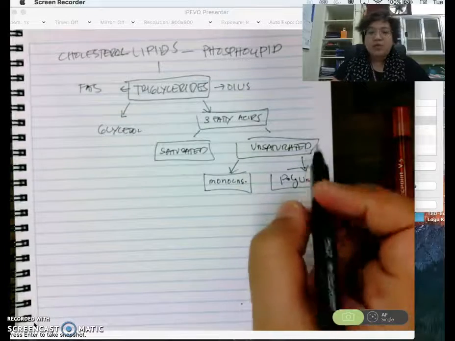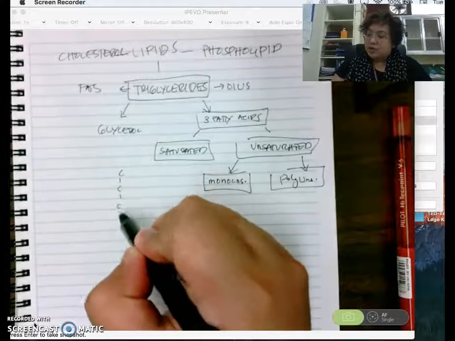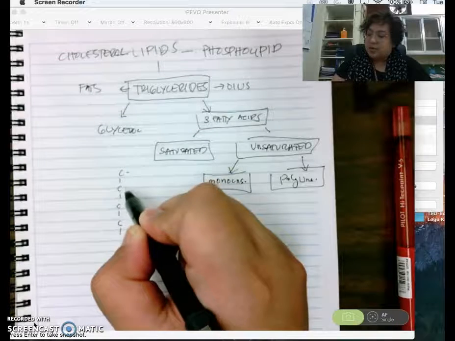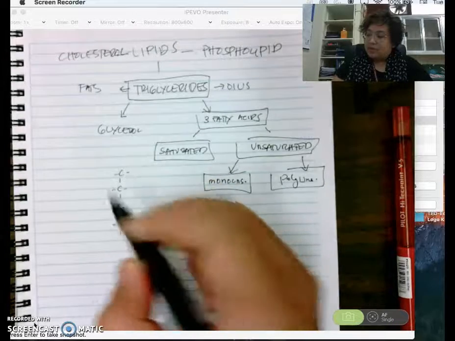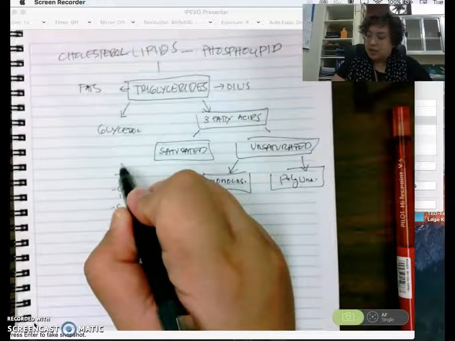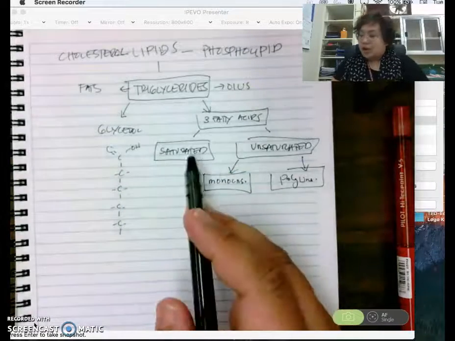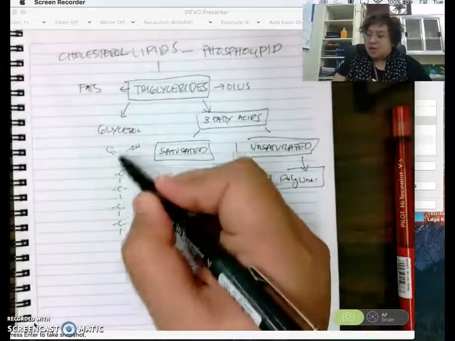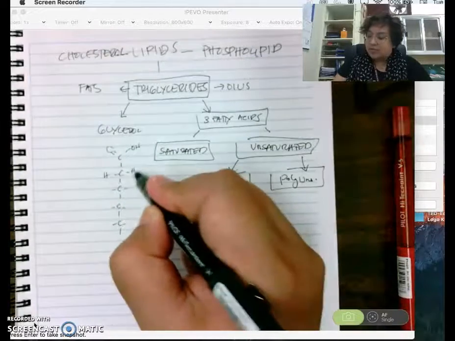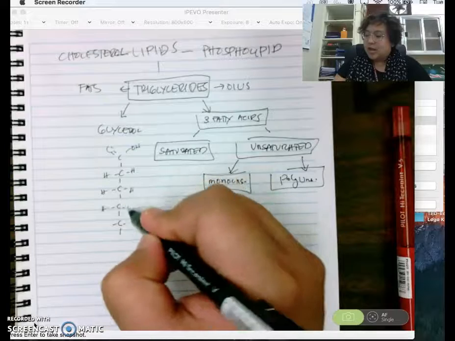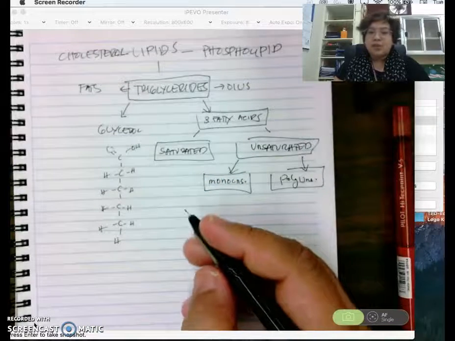Now, quick review. So your fatty acid structure is, we call it a hydrocarbon, so it's basically made up of carbon and hydrogen. So all corners are hydrogen, and you end with carboxylic end. Saturated means this molecule is saturated with hydrogen. So there's nowhere I can add another hydrogen. It's all completely filled up with hydrogen.